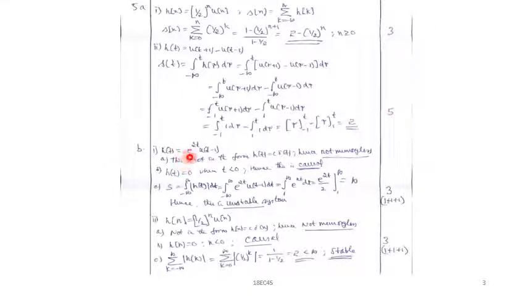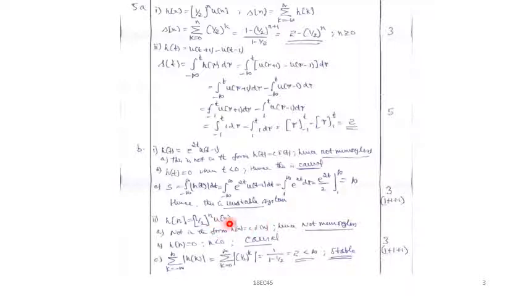5b, h of t is equal to e to the power 2t into u of t minus 1. This is asked for 6 marks, but there are 2 questions, so it will be 3 plus 3. Your system is not memoryless, it is a causal system, and it is an unstable system, because of e to the power 2t we'll get a growing exponential signal, the signal will diverge. So we'll get the answer as infinity. When the answer is infinity, the system is unstable.